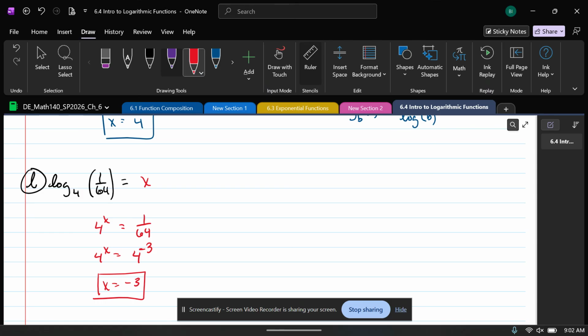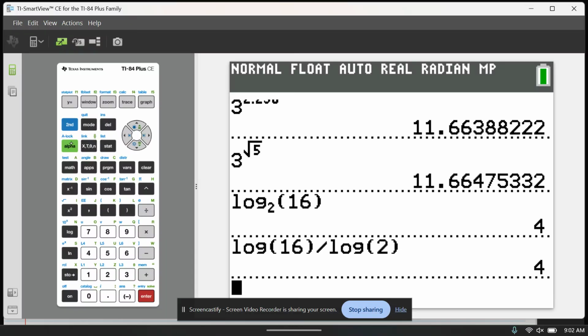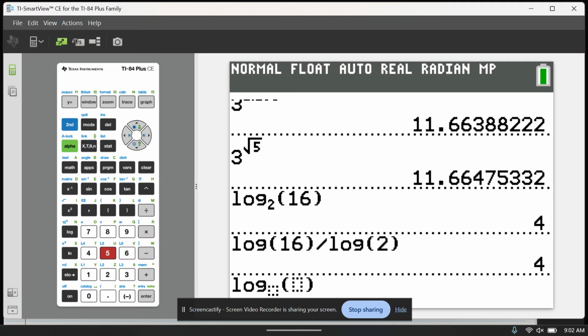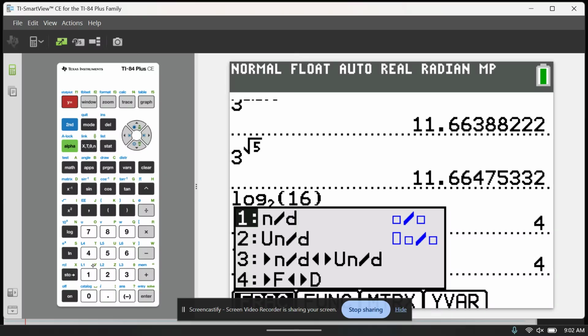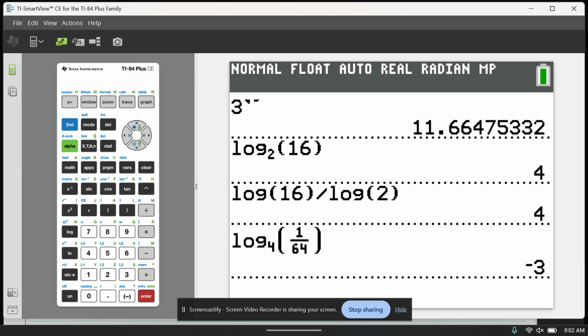If it's numbers I know, that makes it quick. With the calculator, it's probably just as quick. So alpha window, option 5, log base 4, and then the 1 over 64. I can put in the fraction just like it's written, and there I get the -3.